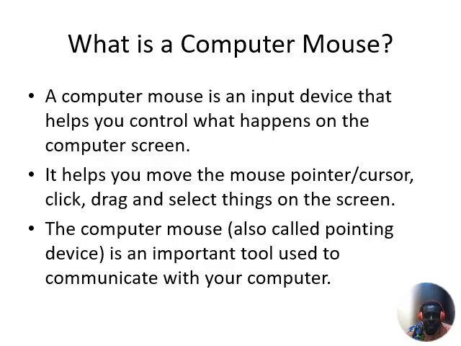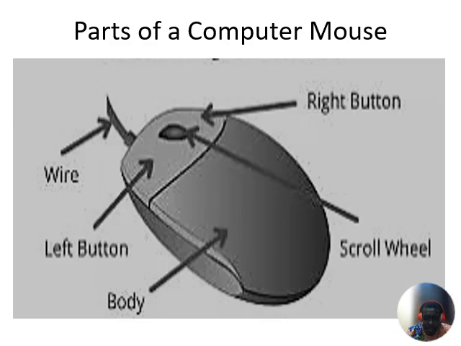All right, so let's look at parts of the computer mouse. This is a very beautiful drawing of our mouse. Now we have the right button, which is obviously here. We have the wire or sometimes cable. We have the left button. Then we also have the body, and then finally the scroll wheel. So taking again from the top, we have the wire, we have the left mouse button, we have the right mouse button, and then we have the body, and then finally the scroll wheel.